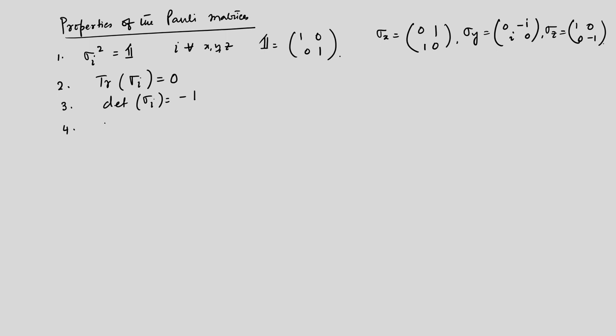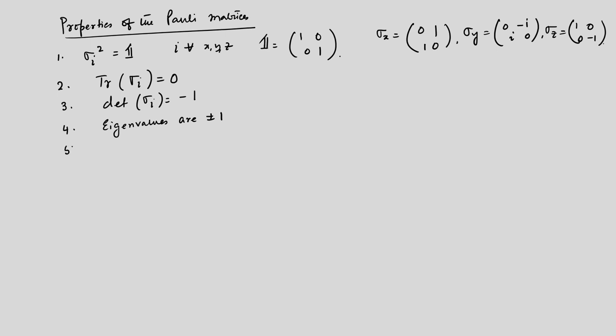You can also check that the eigenvalues of each one of them are plus and minus 1. Each one of them is a Hermitian matrix, even though you see that sigma y has complex entries, or imaginary entries rather, but that doesn't matter. All three of them are Hermitian matrices.